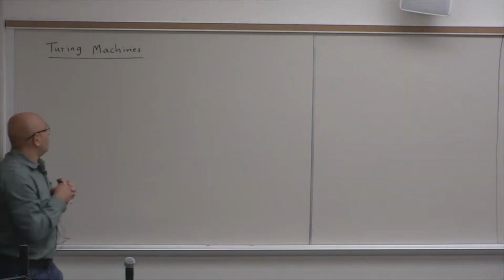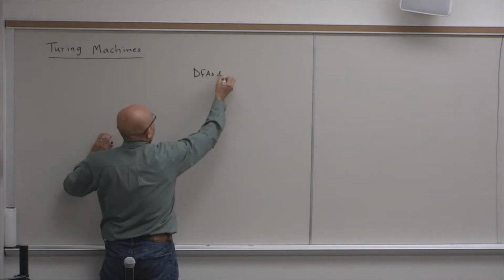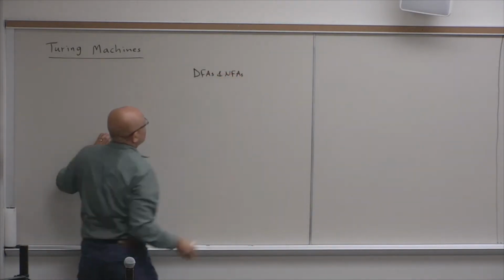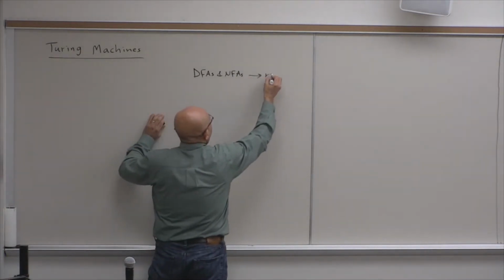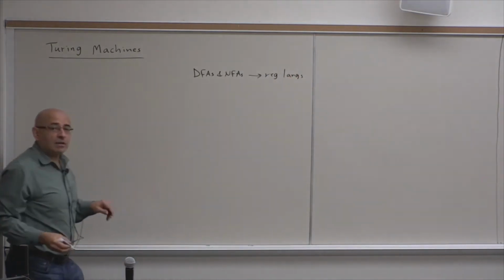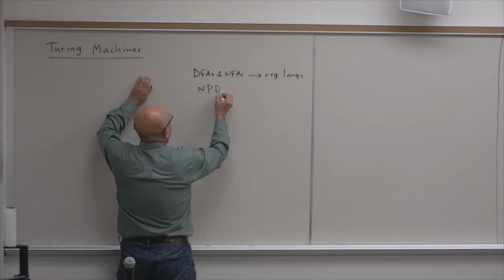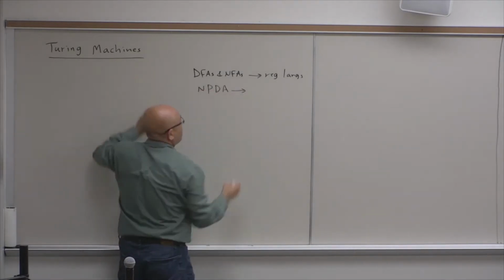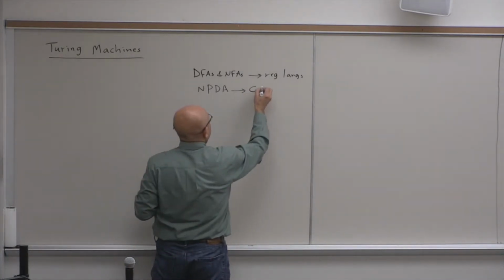So today we will be talking about Turing machines. In the previous lectures, we talked about DFAs and NFAs for recognizing regular languages, and we talked about non-deterministic push-down automata for recognizing context-free languages.